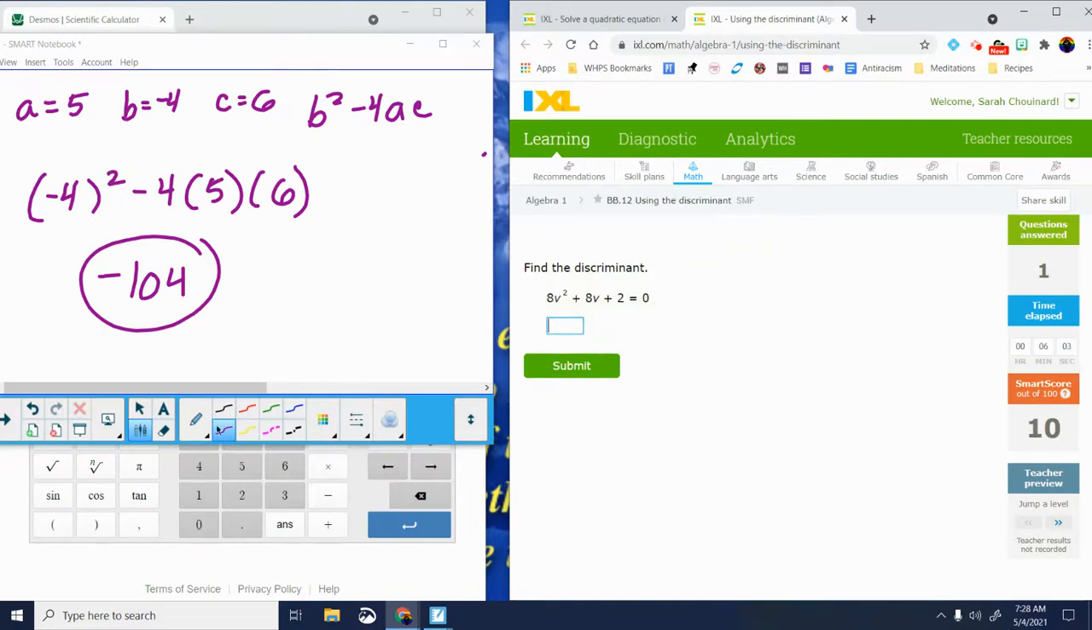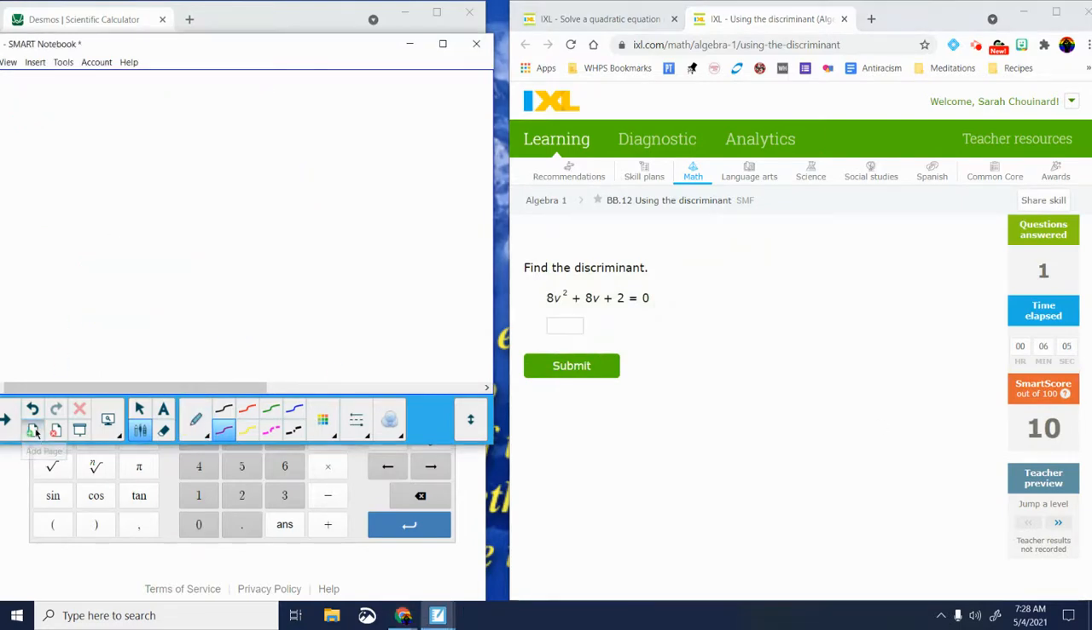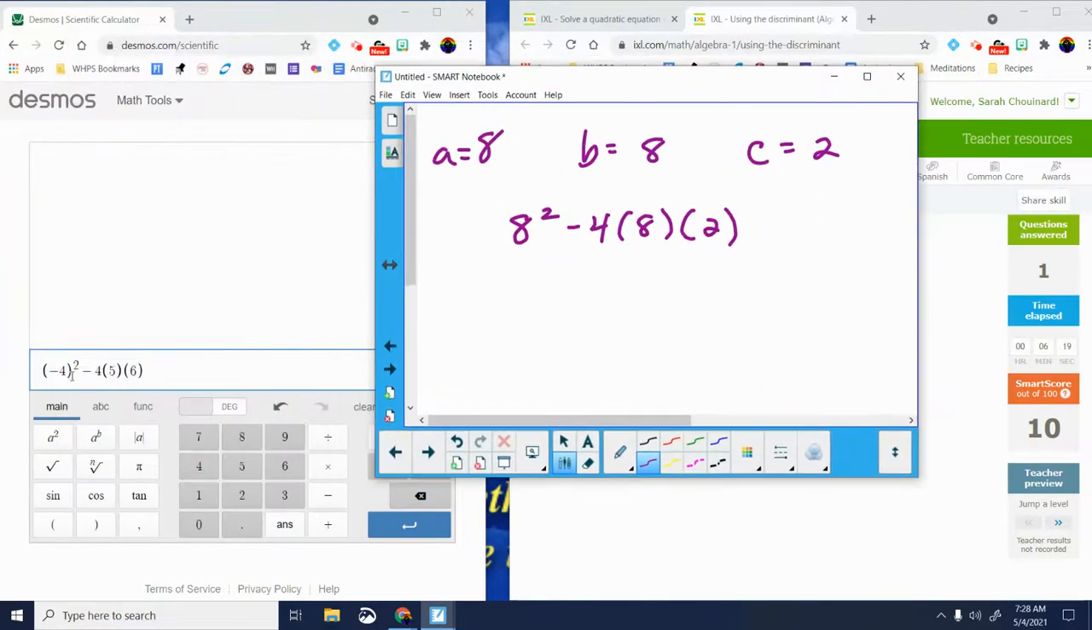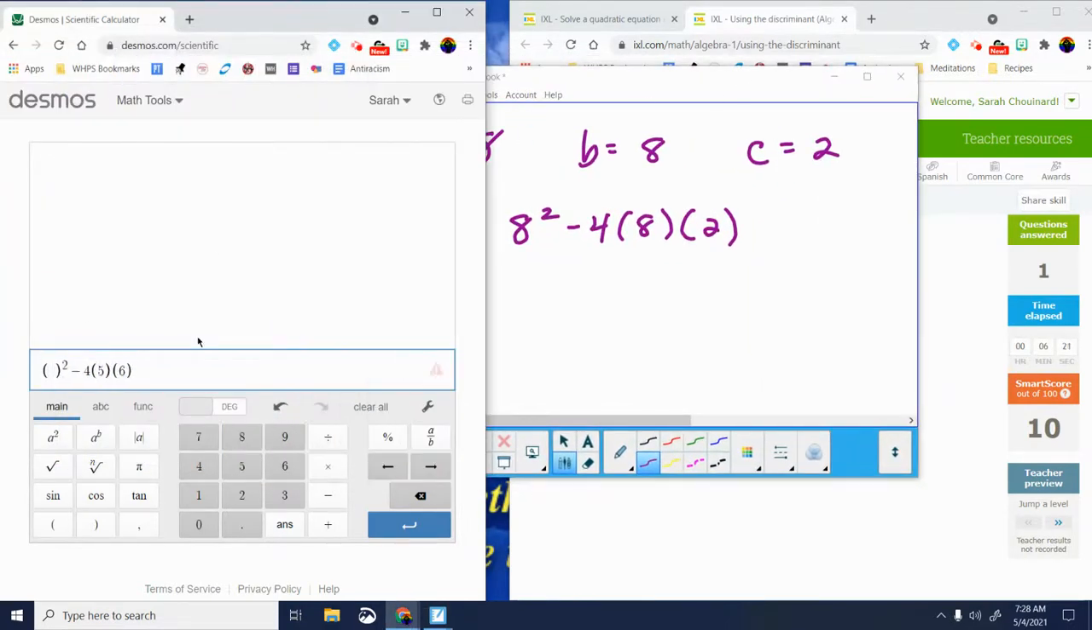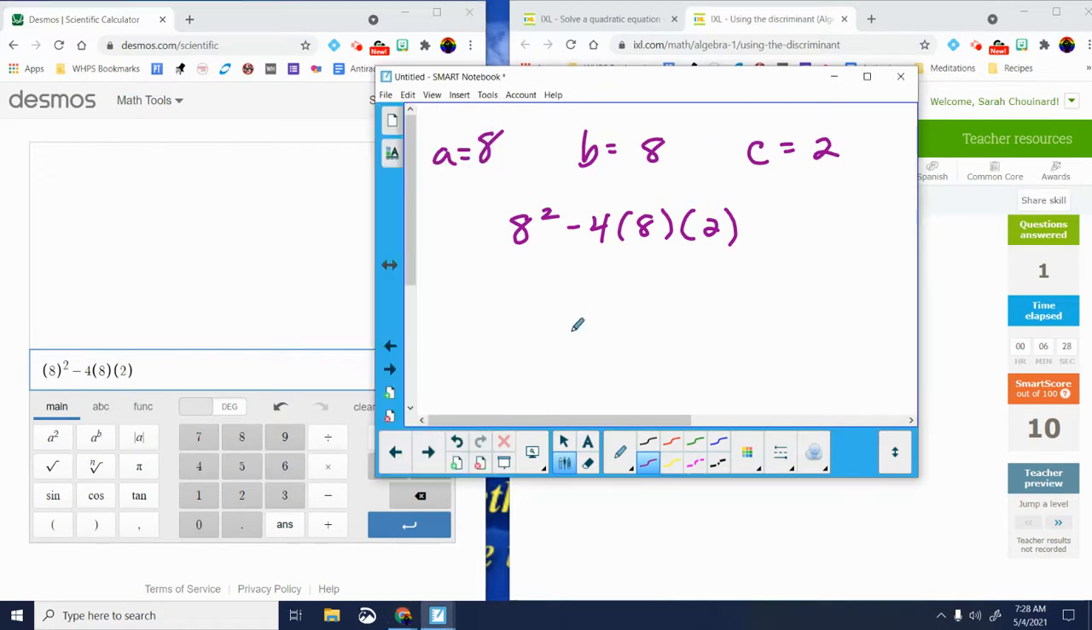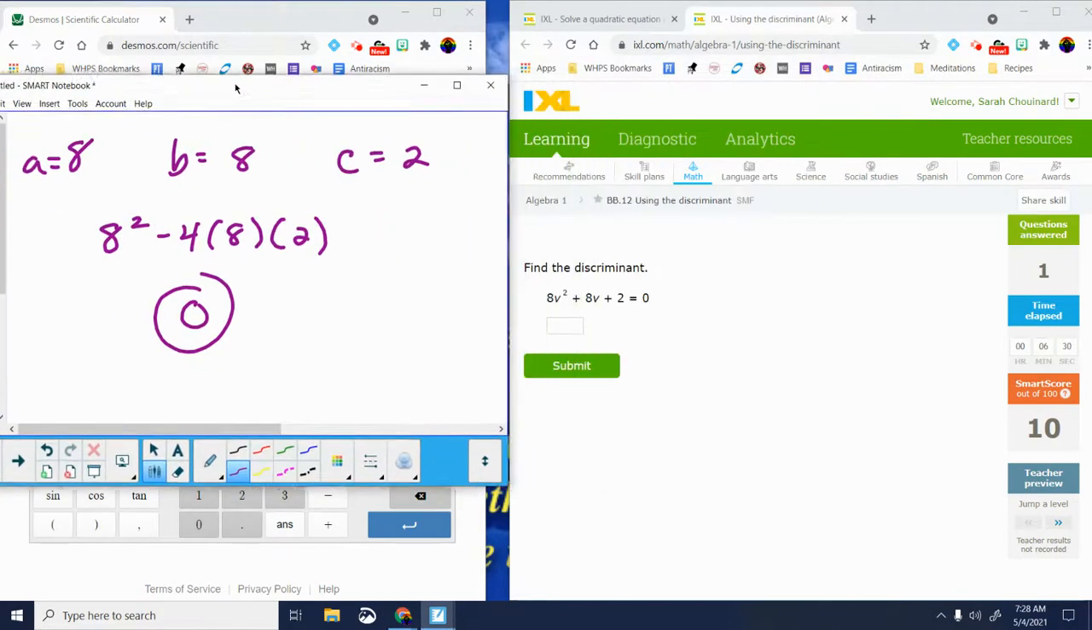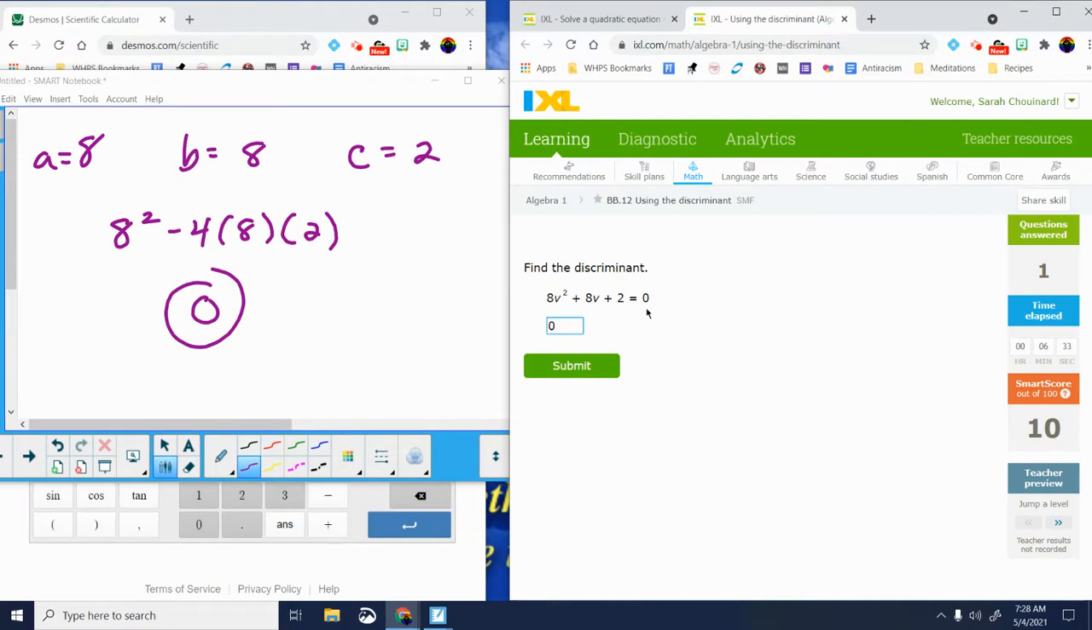So find the value of this discriminant. A is 8, B is 8, C is 2. So it's going to be 8 squared minus 4 times 8 times 2. Again, Desmos is nice because I can just replace my new values into the formula. That gives me 0. So the value of the discriminant is 0, which means there will be only one real solution.